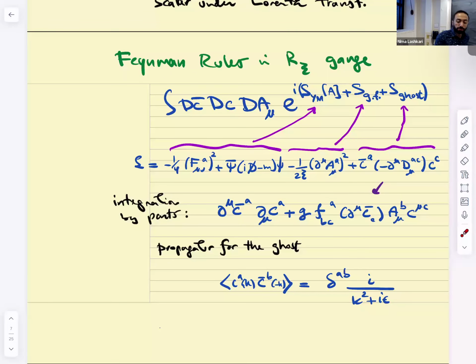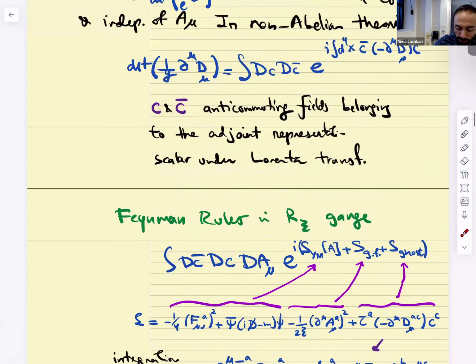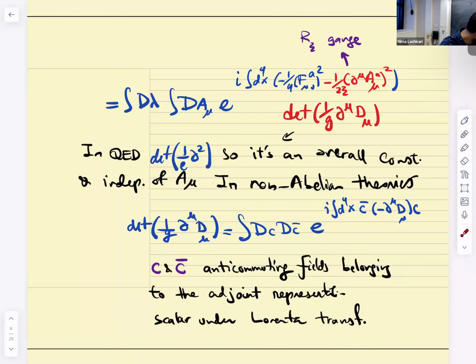All right, Feynman rules in R-xi gauge. Actually, are there any questions so far? Because this was the review of the previous part. Okay.